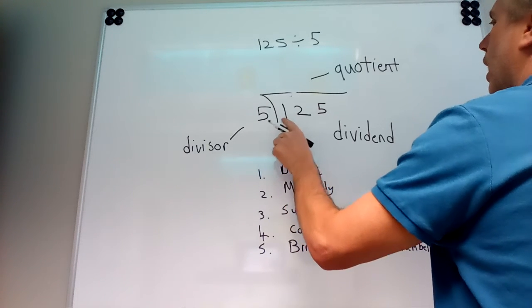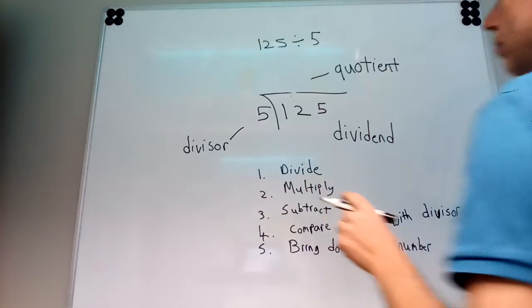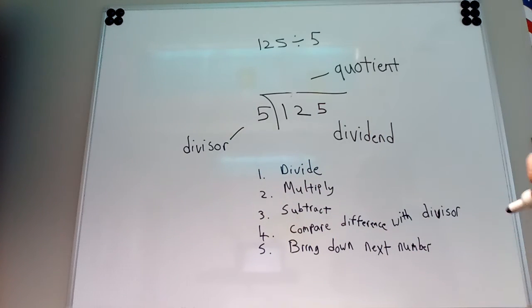Now, what is 12 divided by 5? Well, that's not a straightforward standard answer. 10 divided by 5 is 2. 15 divided by 5 is 3. But what's 12 divided by 5? There's not an answer for that without there being what's called a remainder, which we're going to learn later.